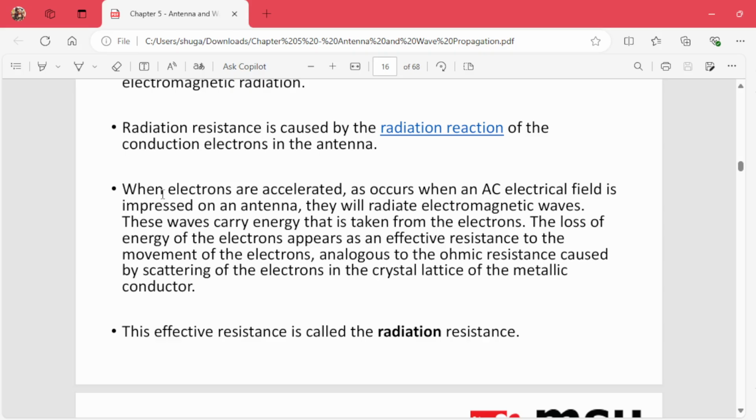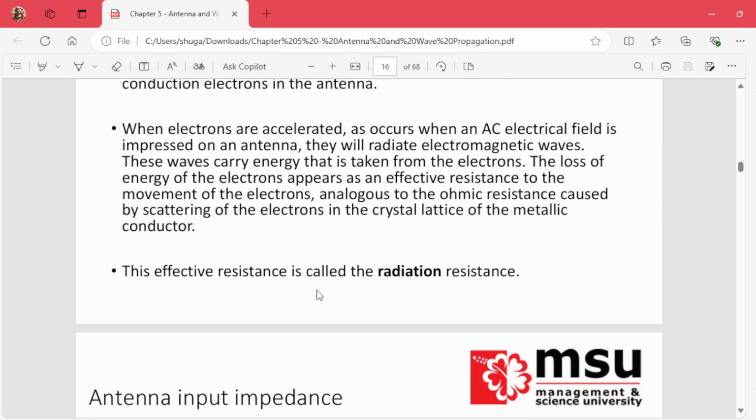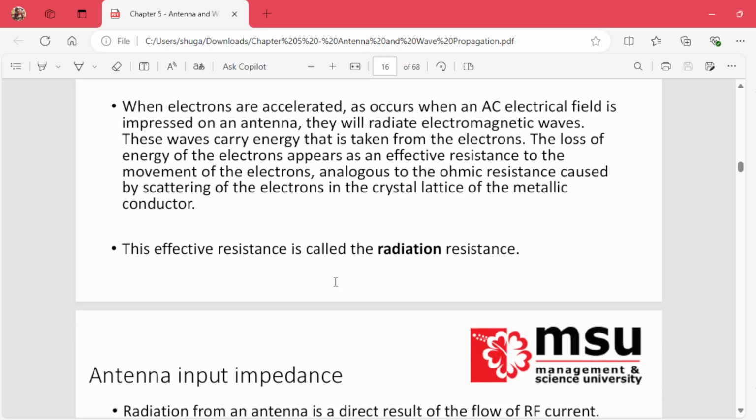When electrons are accelerated, which occurs when an AC electrical field is impressed onto the antenna, they radiate an electromagnetic wave, and this wave carries energy taken from the electrons themselves. The loss of energy of the electrons appears as an effective resistance to the movement of the electrons, analogous to the ohmic resistance caused by the scattering of the electrons in the crystal lattice of the metallic conductor. This effective resistance is called the radiation resistance.